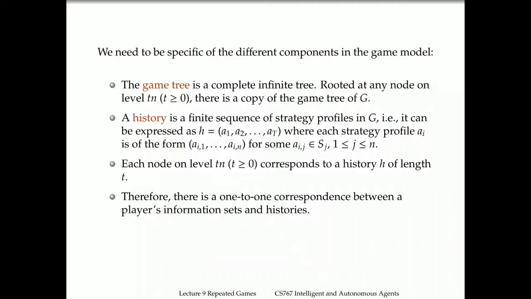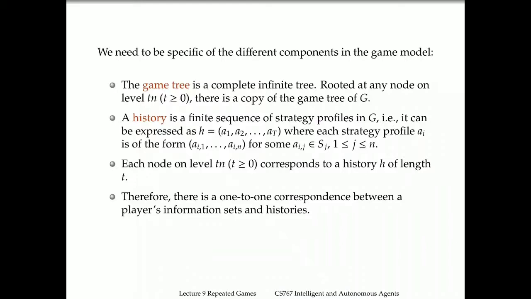So a game tree is just such a complete infinite tree, and it is rooted at any node on level Tn, where t is greater or equal to 0. We build a copy of the game tree of the stage game G. Right, so basically, it looks like every path of the game tree just consists of copies of G for an infinite number of levels. Right, so that would be just the game tree here, and we fix a notation, basically using history to describe nodes in the tree.